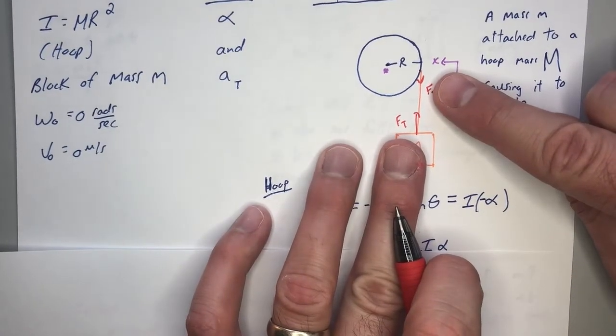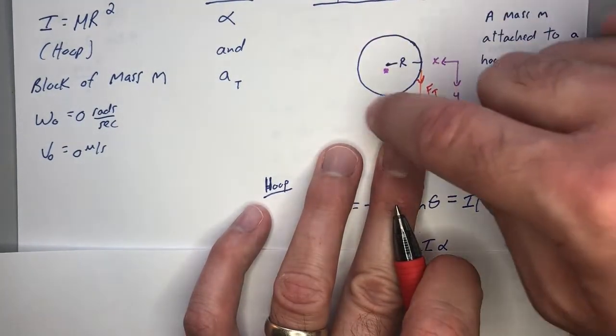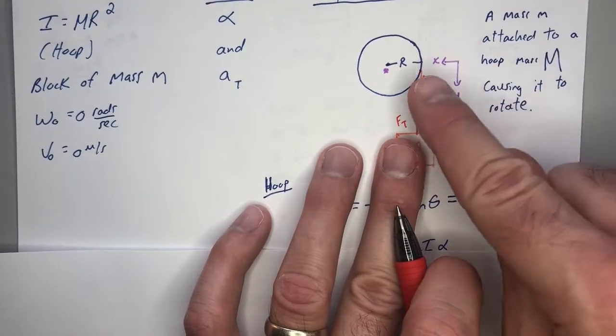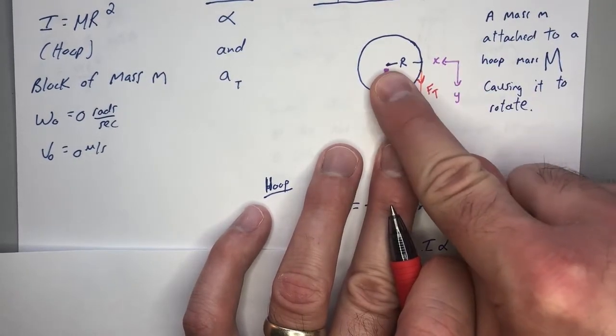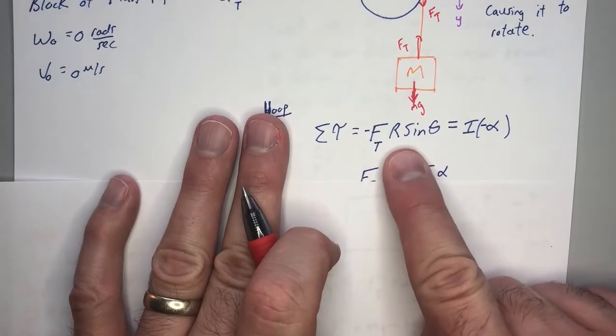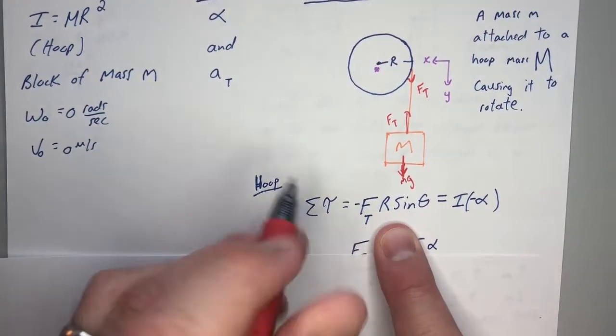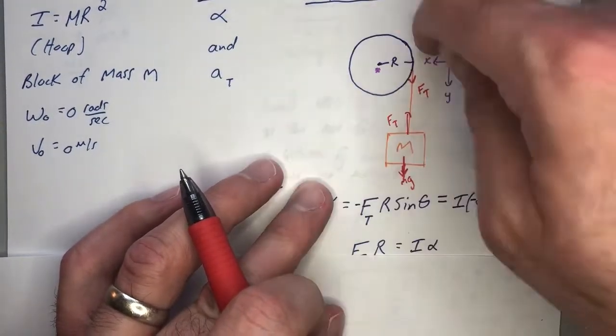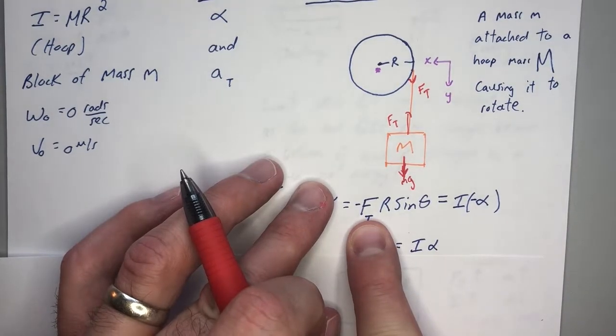So when we go to sum our torques, the reason this hoop is going to rotate is because there's a force applied at a certain lever arm away from this point of rotation, causing a torque. So a force at a radius is a torque. I put a negative here because this is going to rotate clockwise, which is a negative torque, okay?